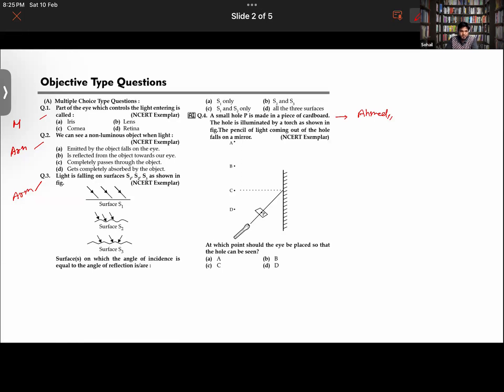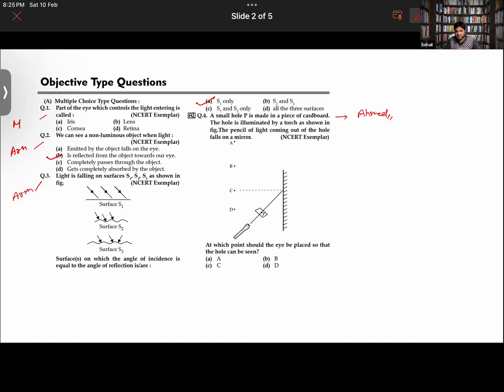So my answer is surface number 1. Surface number 1. Correct. So my answer is B. Arhan, you're getting B. Correct.